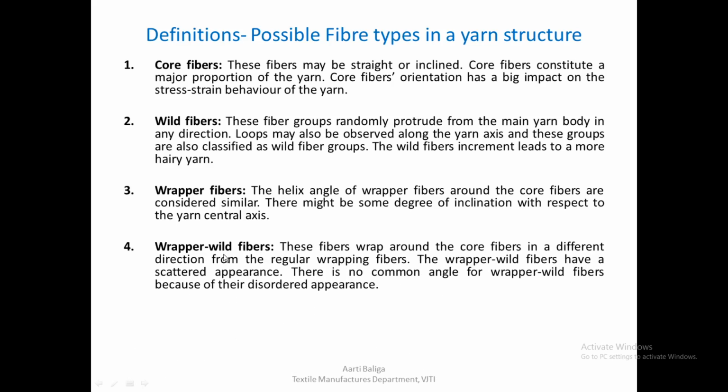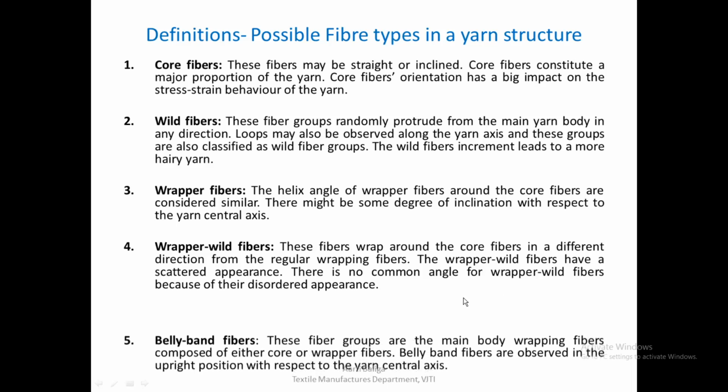Then we have wrapper wild fibers. These fibers wrap around the core fibers in a different direction from the regular wrapping fibers. The wrapper wild fibers have a scattered appearance. There is no common angle for wrapper wild fibers because of their disordered appearance.